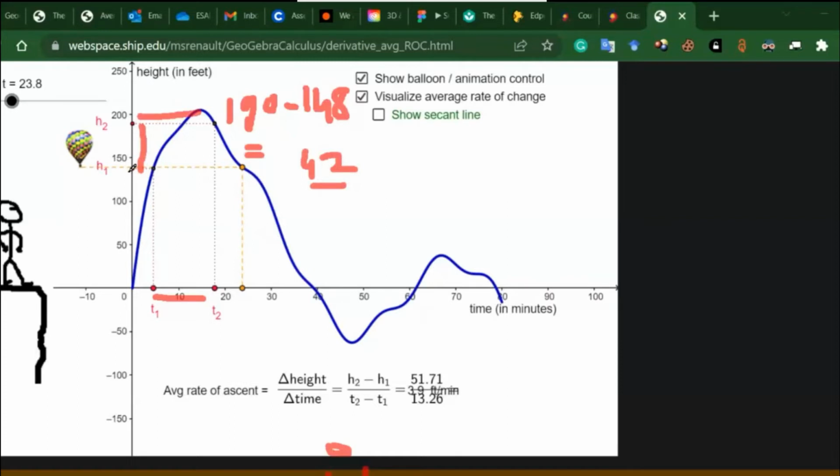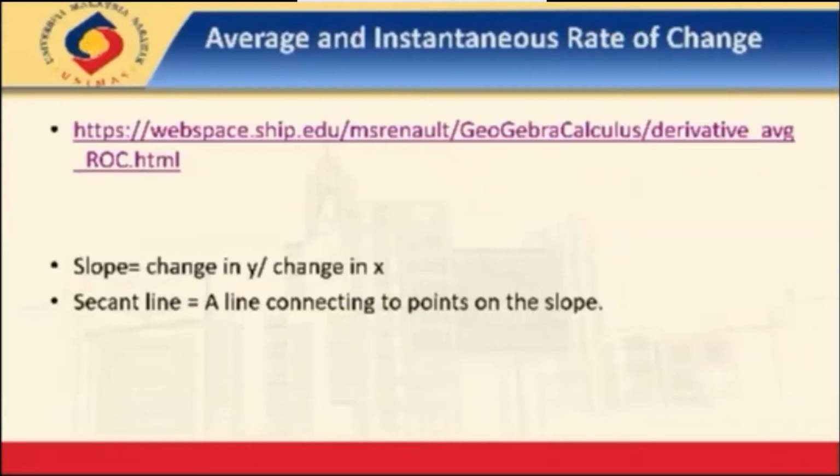When this change was occurring, how much time did it take to make this change? So the time it took was t2 minus t1. If we consider t2 as 18 and t1 as 5, this will be 13 seconds. So in 13 seconds, the balloon went from h1 to h2, from this height to this height. Hello guys, is it clear? No? Yes. So we are at this point now.